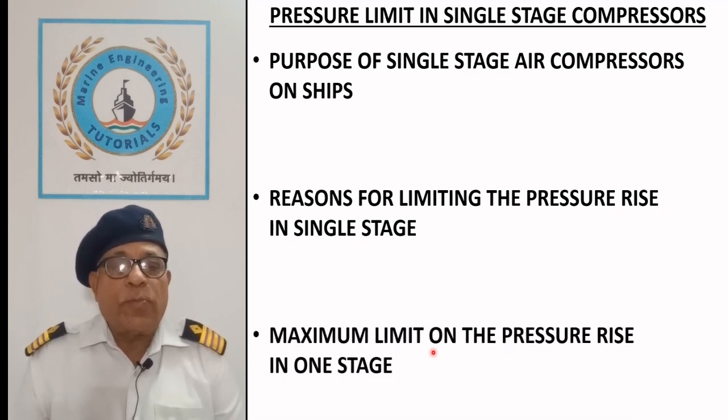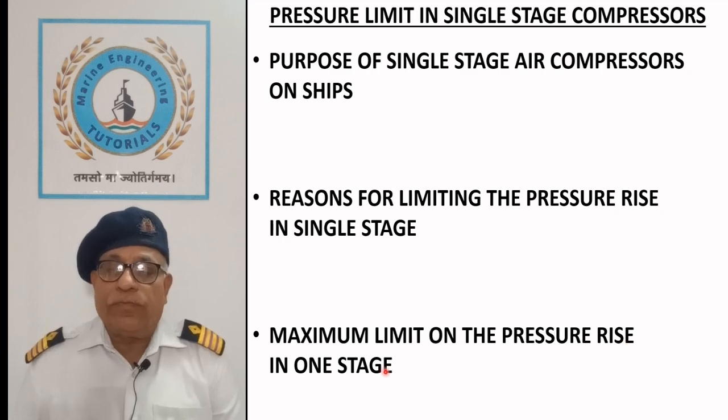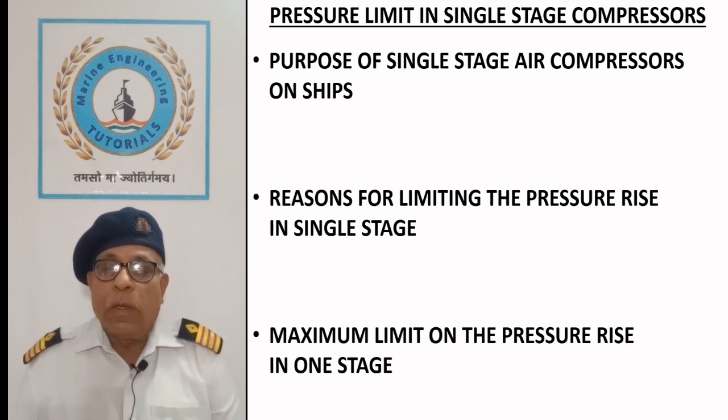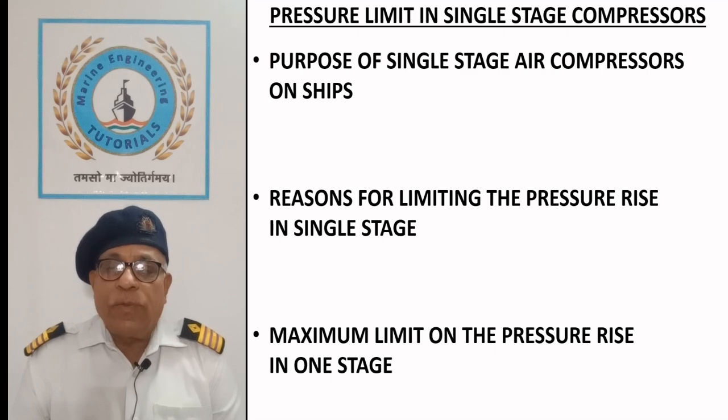Maximum limit on the pressure rise in one stage. The single stage compressors thus have a pressure limit of 7 bar, above which air temperature exceeds the limit, which is 150 degrees Celsius, resulting in carbonization of lubricating oil and causing fouling of valves. High air temperature also distorts valve components, which is kept within limits by cooling the cylinder and its cover.